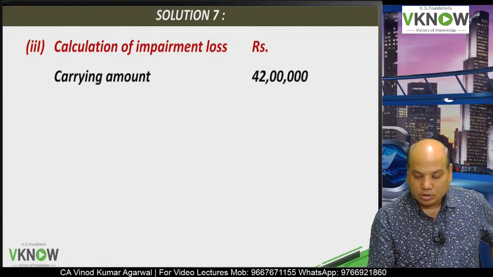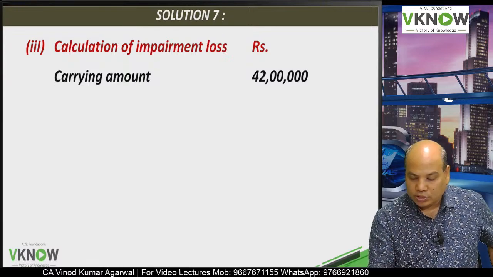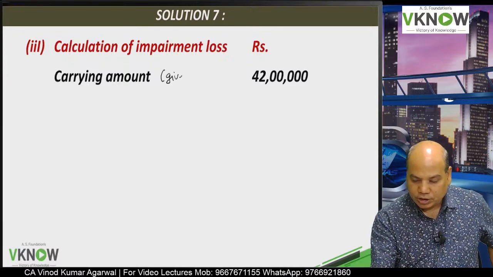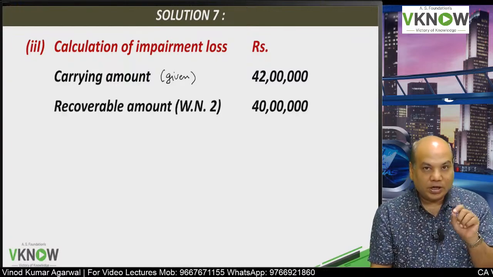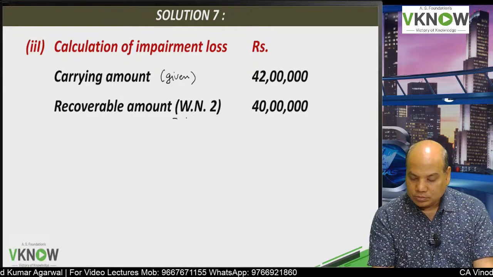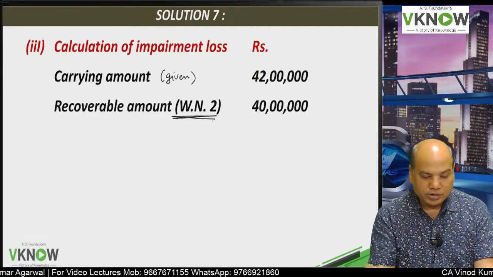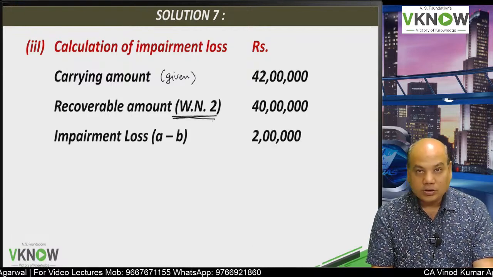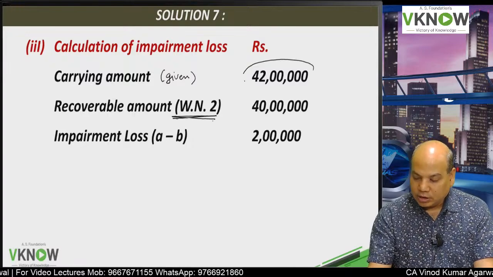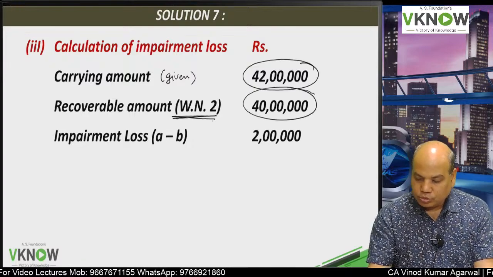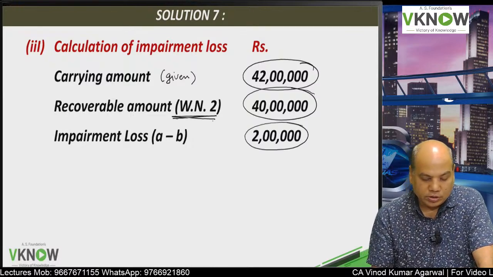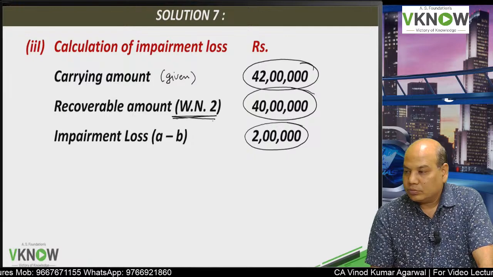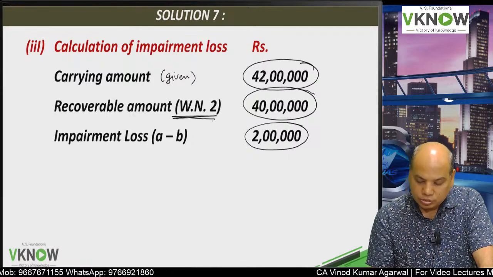Carrying amount is 42 lakh, this is given. Carrying amount is given 42 lakh and recoverable amount as per working note 2, previous working note, 40 lakh. Carrying amount is more than recoverable amount. Therefore, impairment loss is 2 lakh.